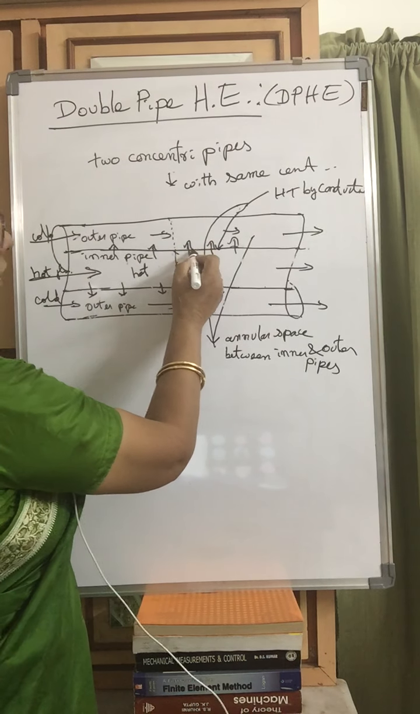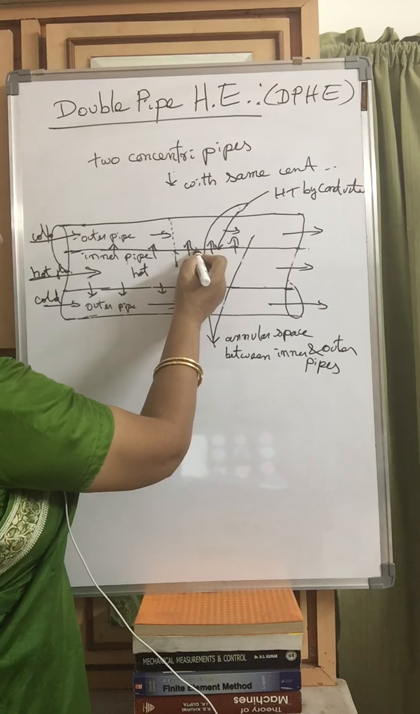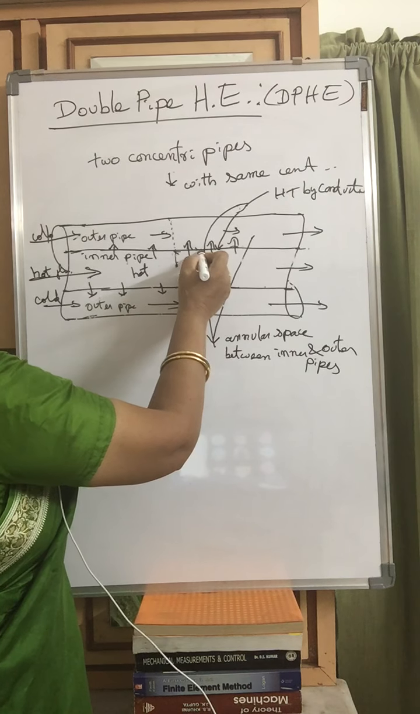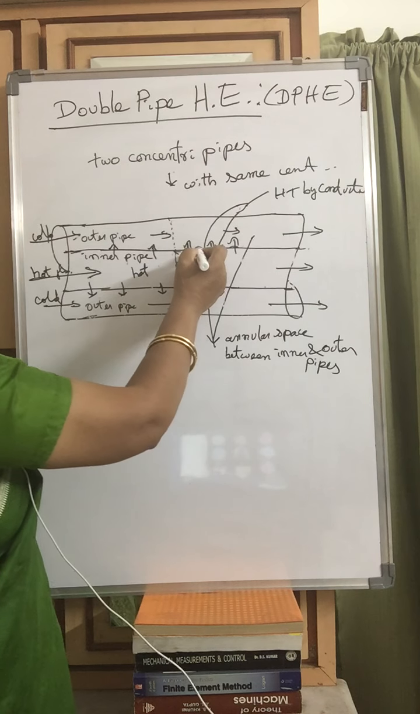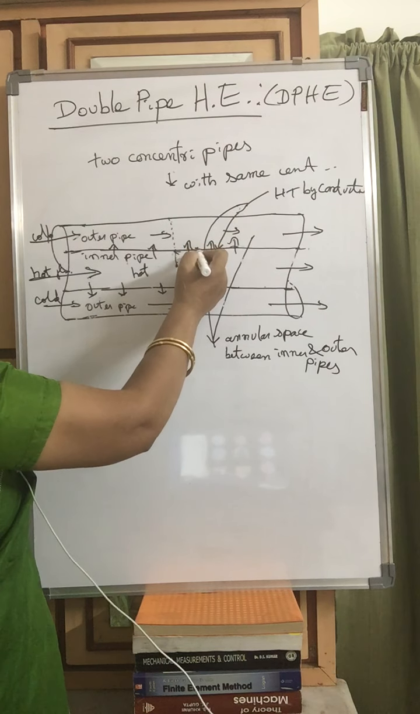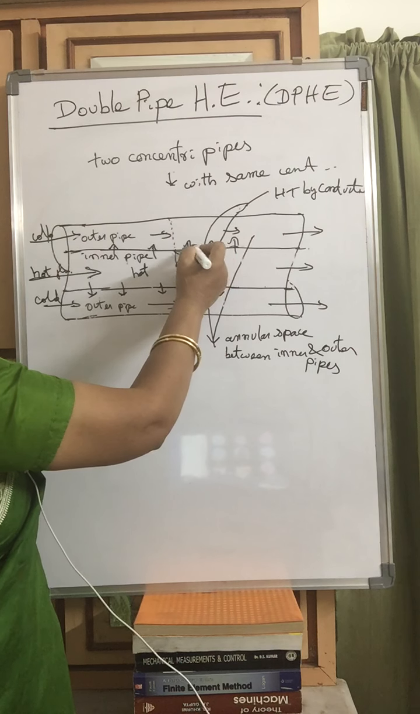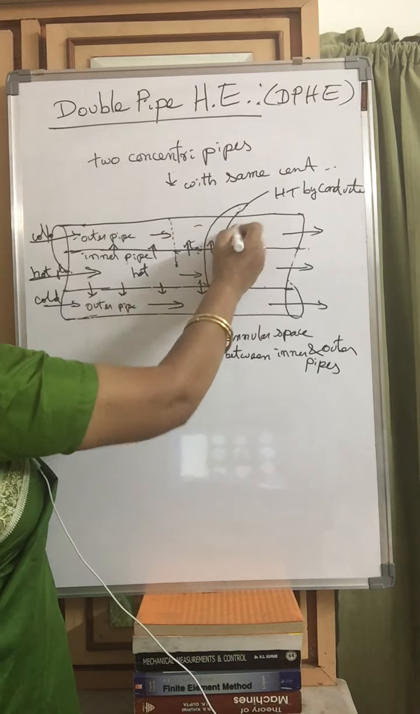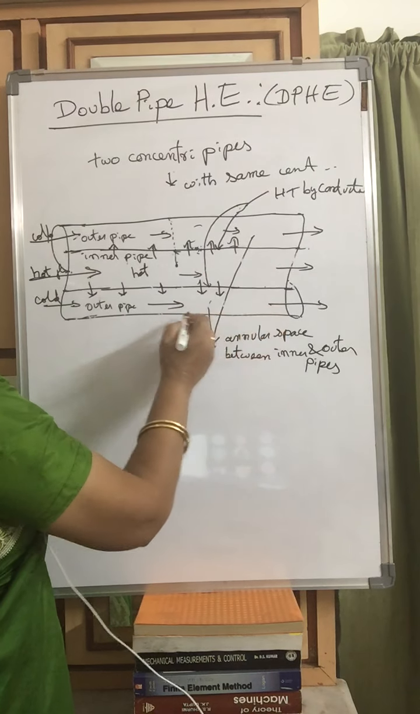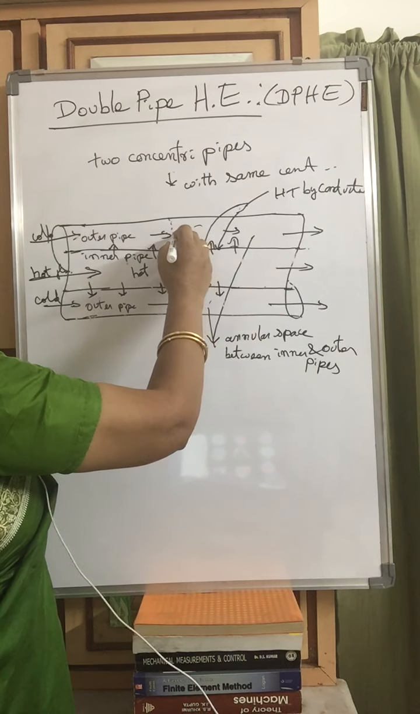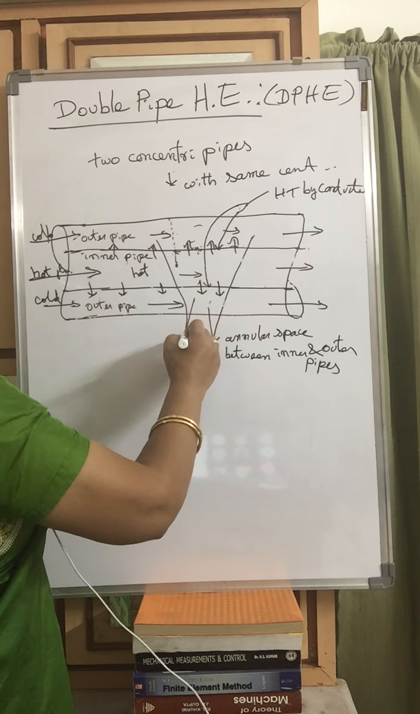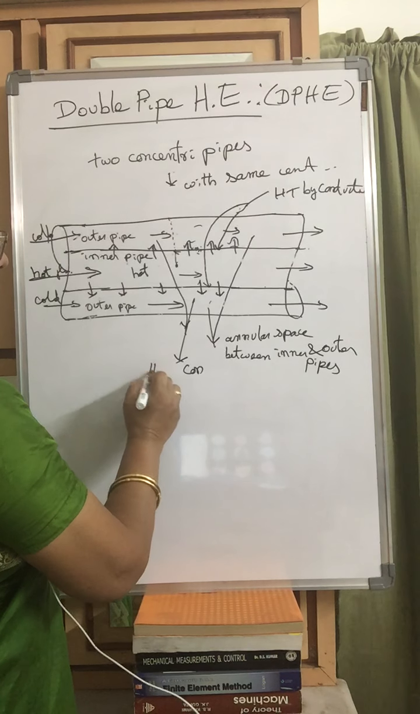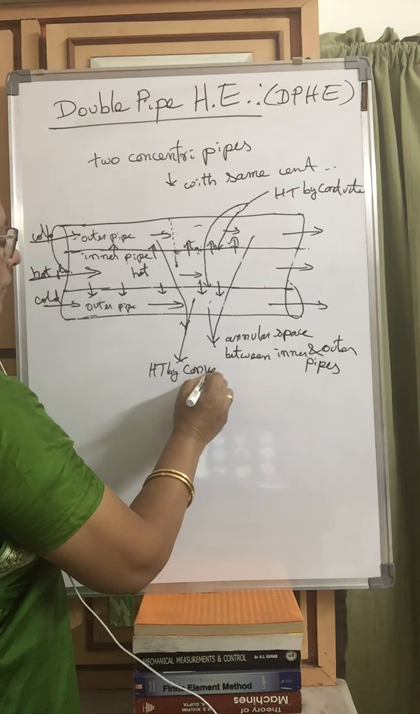And after reaching the outer surface of the inner pipe, this is the inner pipe wall, this is the inner surface of the inner pipe, and this is the outer surface of the inner pipe. So from the outer surface of the inner pipe, within this fluid, heat transfer takes place by convection.